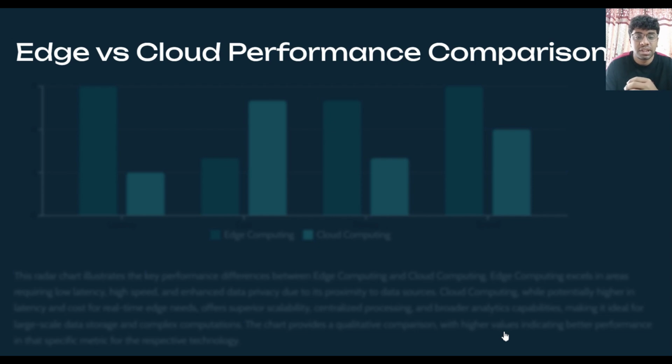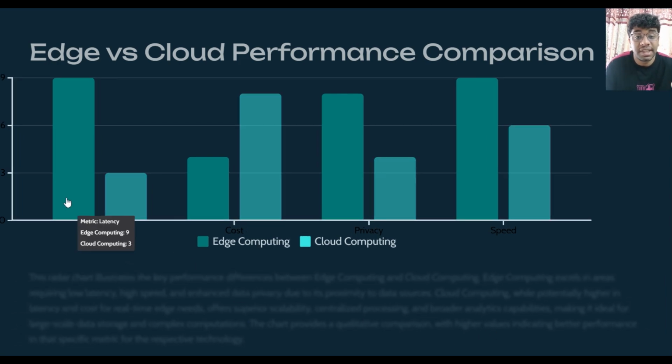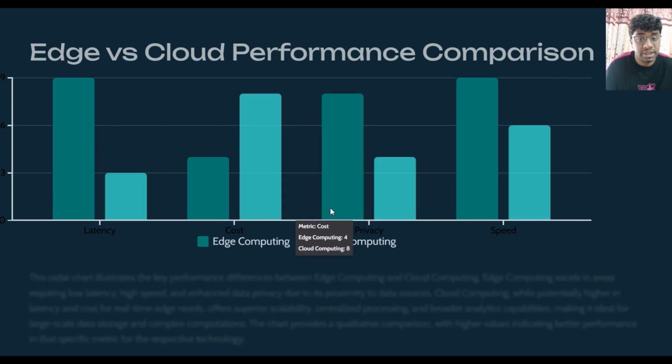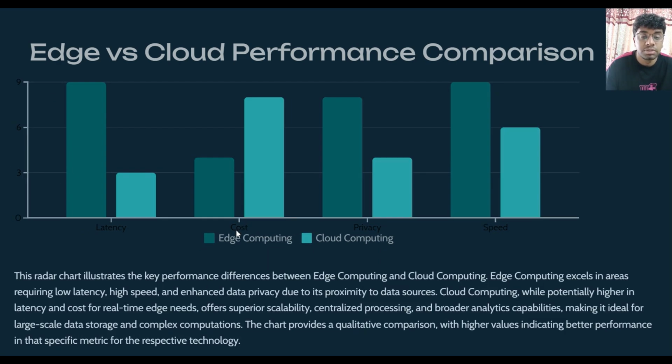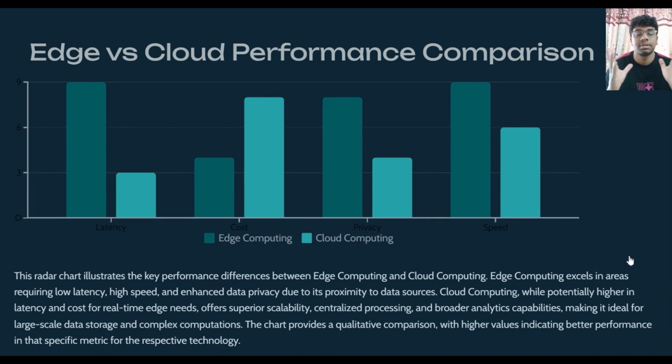So now let's come to edge versus cloud performance. Here you can see this chart. In terms of latency, edge wins hands down. You can see it's also better in speed and privacy, since local data doesn't travel. It also keeps all your data secure. But cloud still leads in scalability and heavy analytics because of its mass.